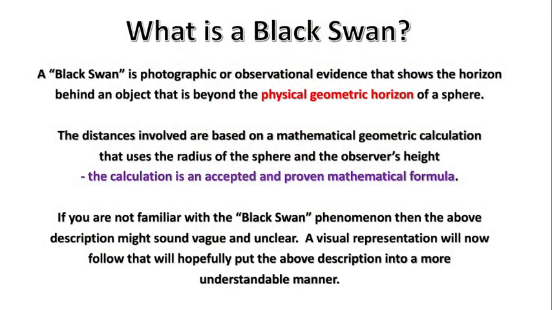A black swan is photographic or observational evidence that shows the horizon behind an object that is beyond the physical geometric horizon of a sphere. The distances involved are based on a mathematical geometric calculation that uses the radius of the sphere and the observer's height. The calculation is an accepted and proven mathematical formula.